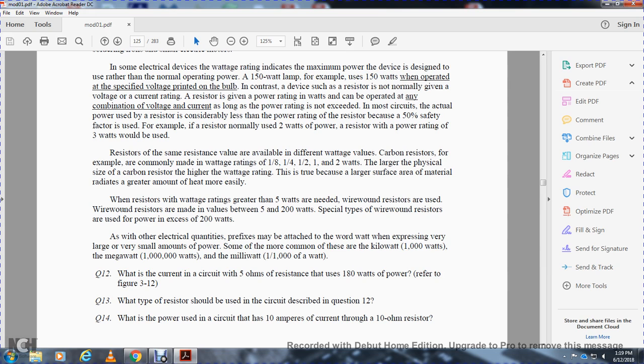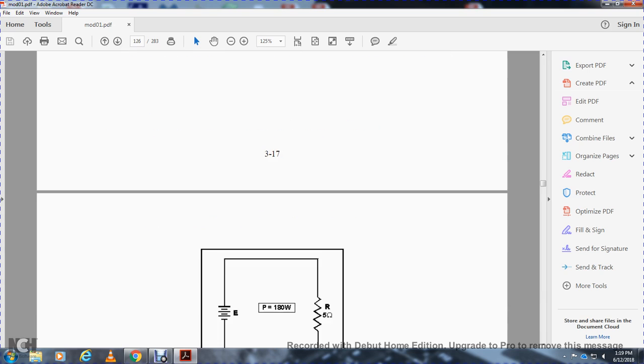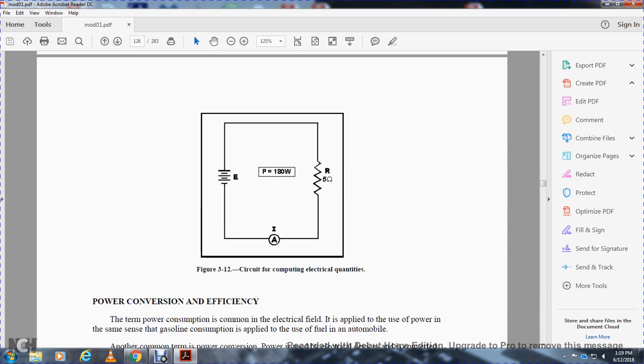Find the current in a circuit with a resistance of 5 ohms and a power of 180 watts, referring to figure 3-12. The type of problem should be solved with the circuit and current described in the section. What is the power of a circuit with 10 amperes of current through a 10 ohm resistor? Figure 3-12 shows the circuit with the known electrical quantities. You have E, your voltage from the battery, your amps in the line, or A in the ammeter. Your power is 180 watts, and you also have a resistance of 5 ohms.